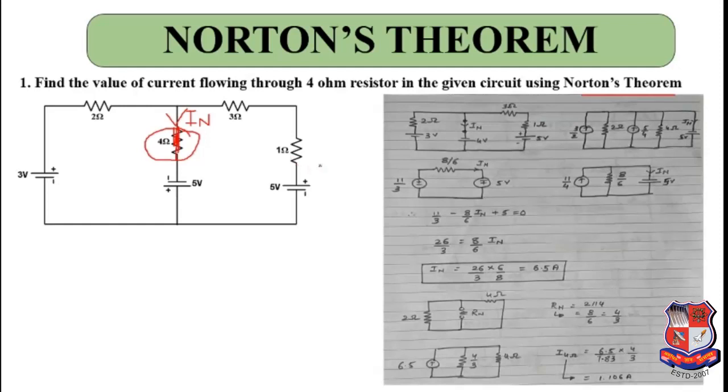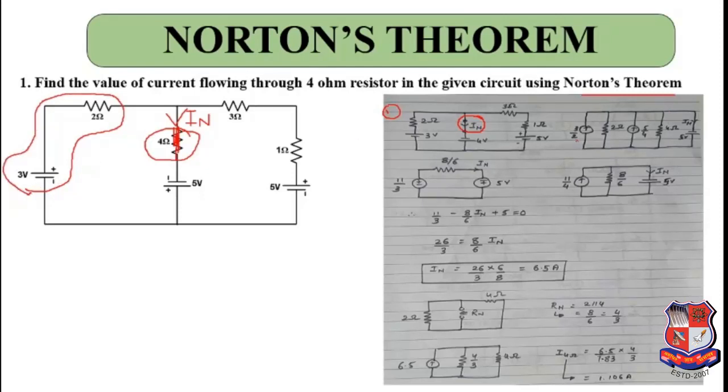So the solution will be in this way. First you need to short circuit the load to find Norton's current. This is your first step. The second step is that you need to find Norton's current. So how do you find Norton's current? You need to solve this circuit. Over here you can see this voltage source is in series with this resistance.